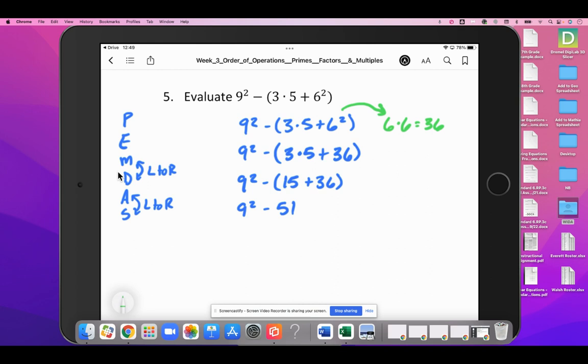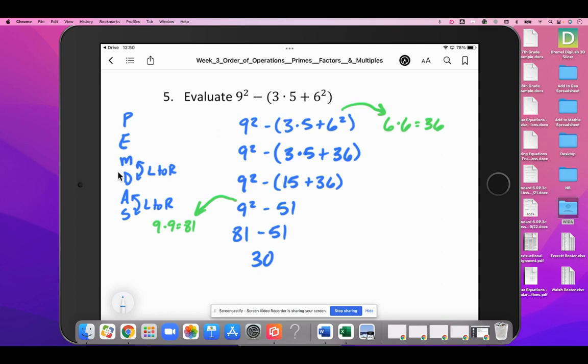Now that the parentheses are gone, I'm going to jump down to my next, which is exponents. So I do have 9 squared, which is going to be 9 times 9, which is 81. And so I'll show that jumped out here to the side also. And I will have 81 minus 51, which is going to give me 30.